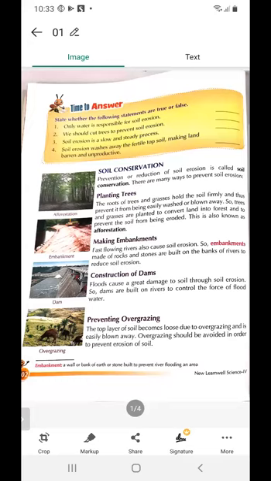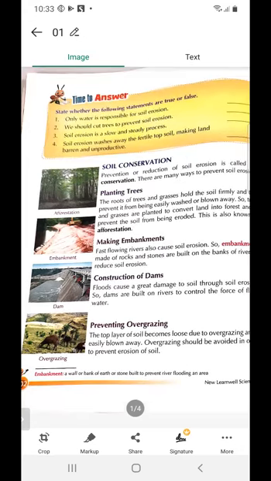So what do we mean by soil conservation? Prevention of soil erosion is called soil conservation. And how can we conserve soil? By planting trees, by making embankments, and an embankment is made up of rocks and stones. And third is construction of dams, as shown in the figure.